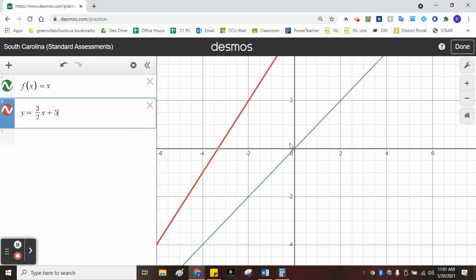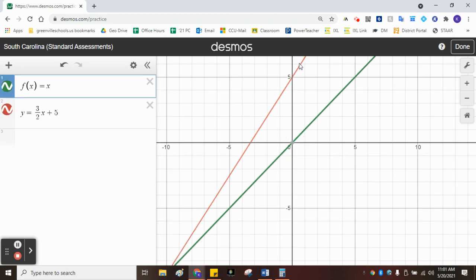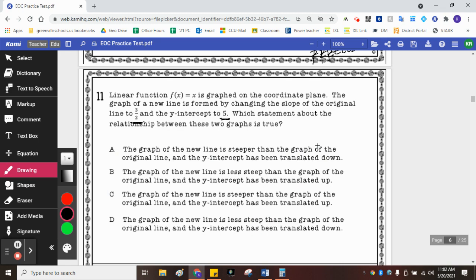So for the new graph, your y-intercept was 0, 0, and now it's 0, 5. So is your y-intercept translated down? No, it's translated up. It was not translated down, so we get rid of these two. So now we're just at B or C because it was translated up.